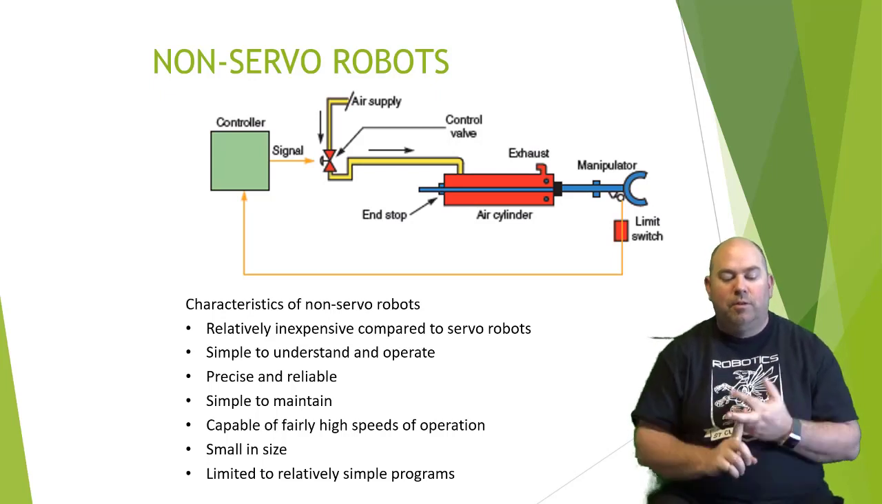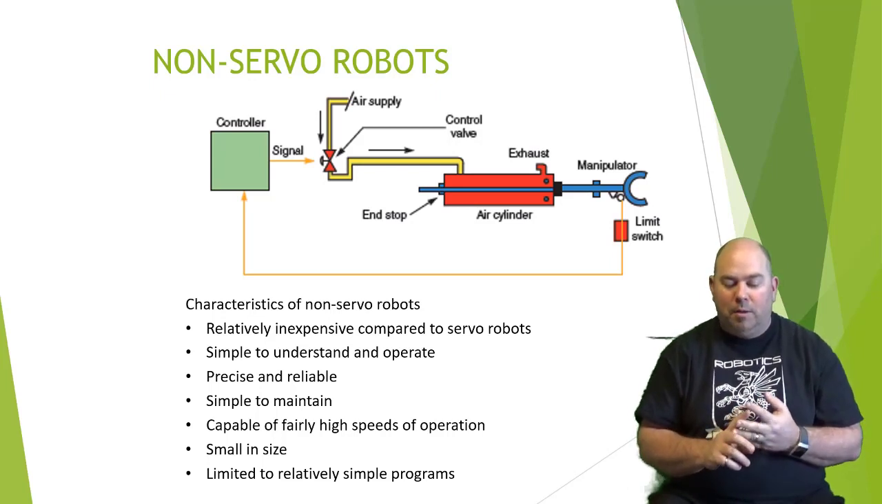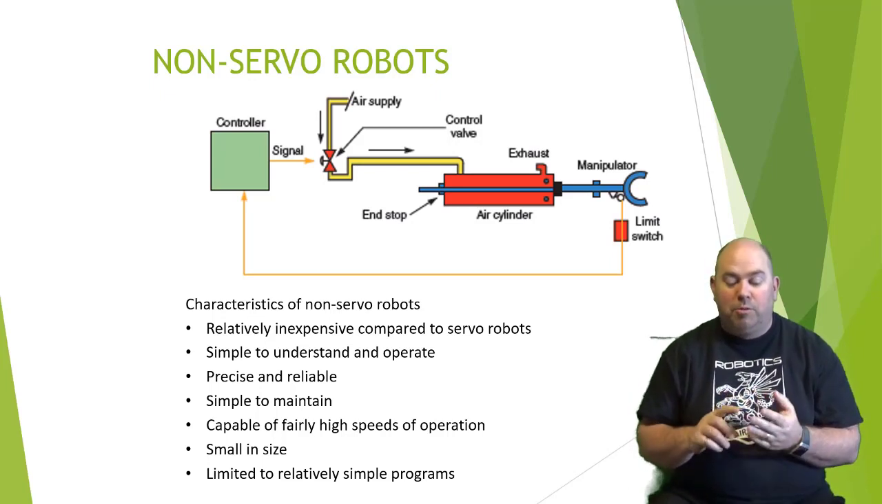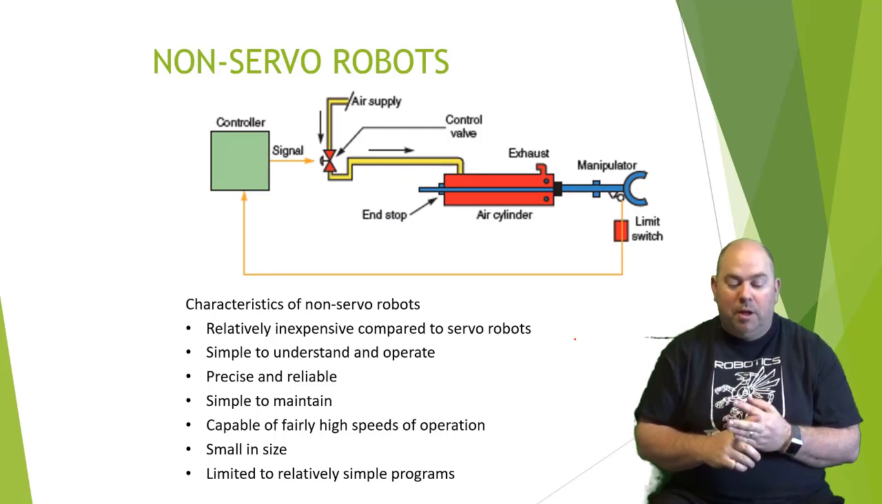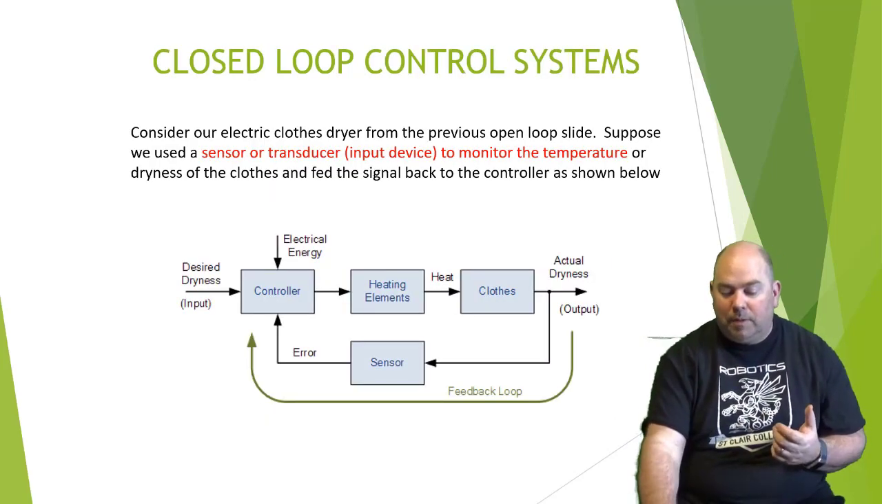Characteristics of these: relatively inexpensive, simple to understand and operate, pretty precise and reliable because we're just going to a fixed position each time, very easy to maintain, very small in size, but very limited as to what you can do with them as well.